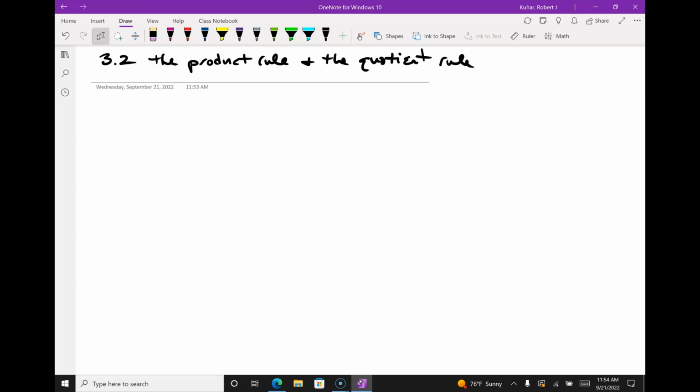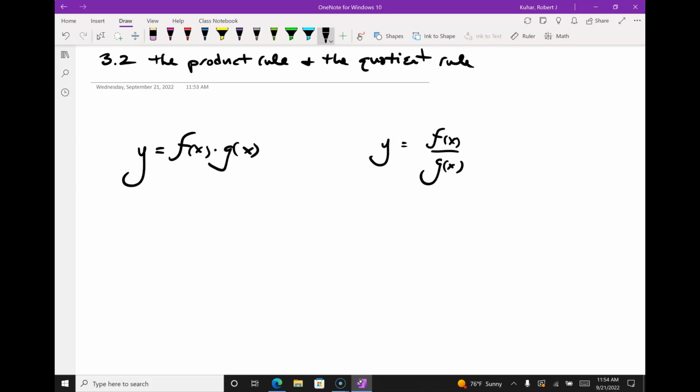But this product rule is a way for me to get derivatives of products. If I say y equals f of x times g of x, that's a product. I'm going to use the product rule to get y prime. For the quotient rule, I'll have something like y equals f of x divided by g of x. That's a quotient, so when I want y prime, I use the quotient rule. And for each of them, I have a little loop.